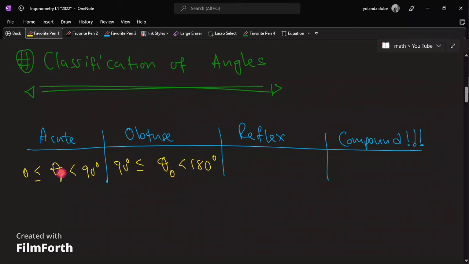So one can put a subscript there to denote this: theta A for acute, theta O for obtuse, then we have theta R for reflex. Reflex angles are those angles which are greater than or equal to 180 but less than 360. So anything which is greater than 360 is called a compound angle. So when we deal with angles in trigonometry, we have this classification system which everyone has to be aware of, which classifies angles under these different categories.